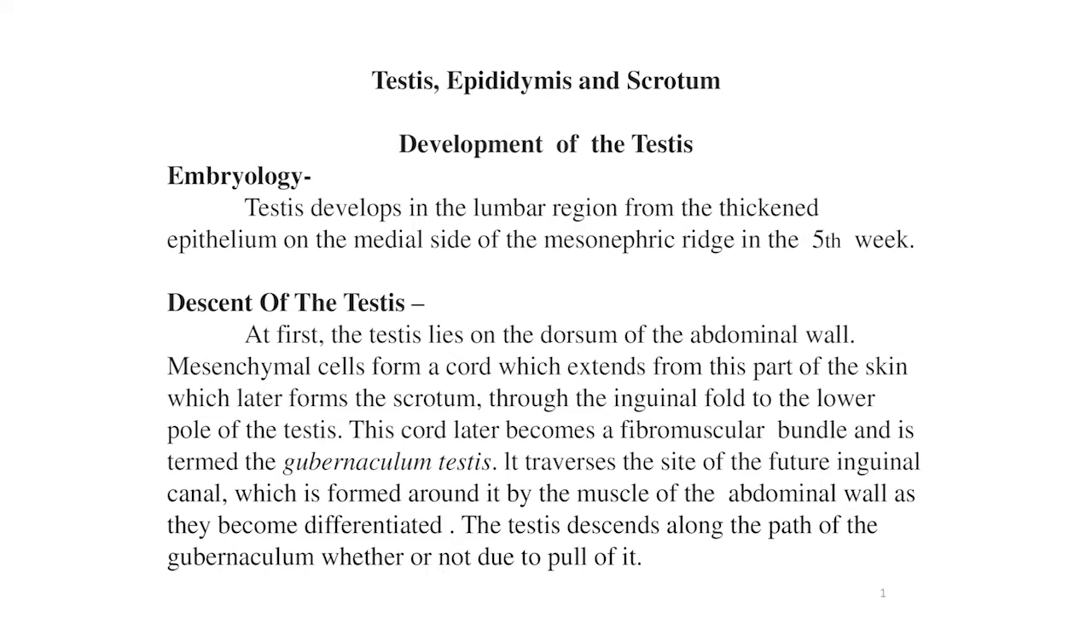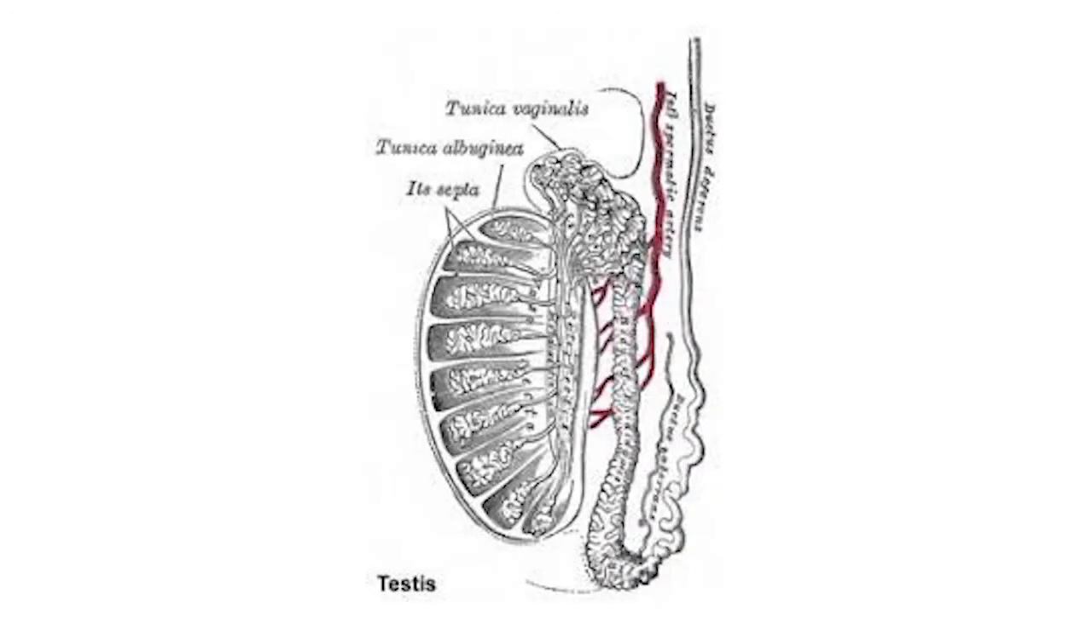It traverses the site of the future inguinal canal, which is formed around it by the muscles of the abdominal wall as they become differentiated. The testis descends along the path of the gubernaculum, whether or not due to the pull of it. Dear students, here is the anatomy of the testis. You can see on your screen the tunica vaginalis, tunica albuginea, and its septa in the testis clearly seen.